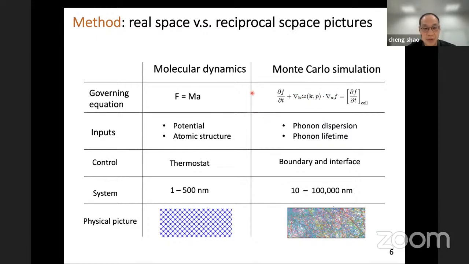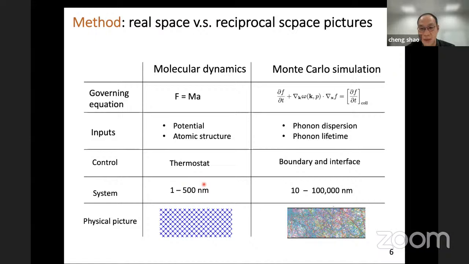In molecular dynamic simulations, the input for the simulation is the interatomic potential or the atomic structure, and we can control the dynamics of the system by controlling the thermostat. Actually, there are some limitations in molecular dynamic simulation because of the limitation in computational power. So the size of the molecular dynamic simulation is limited to a few nanometers.